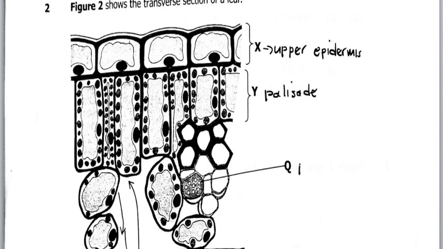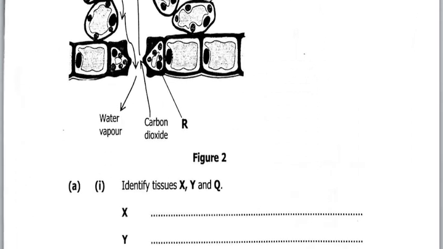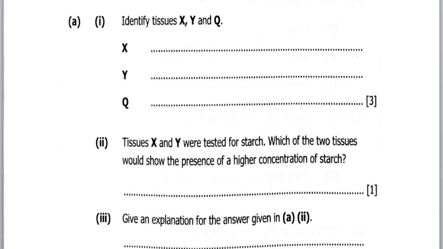Then tissue Q is called the phloem. So basically those are the labelings of the tissues. Then tissues X and Y were tested for starch. Which of the two tissues would show the presence of a higher concentration of starch? By the way, we identified X to be the upper epidermis.